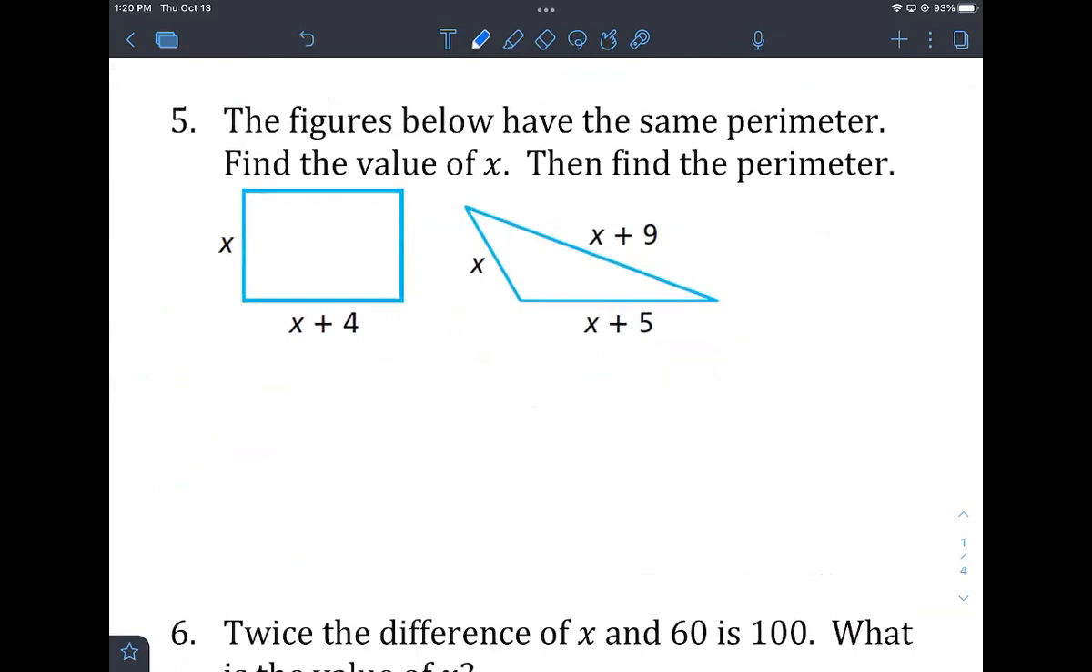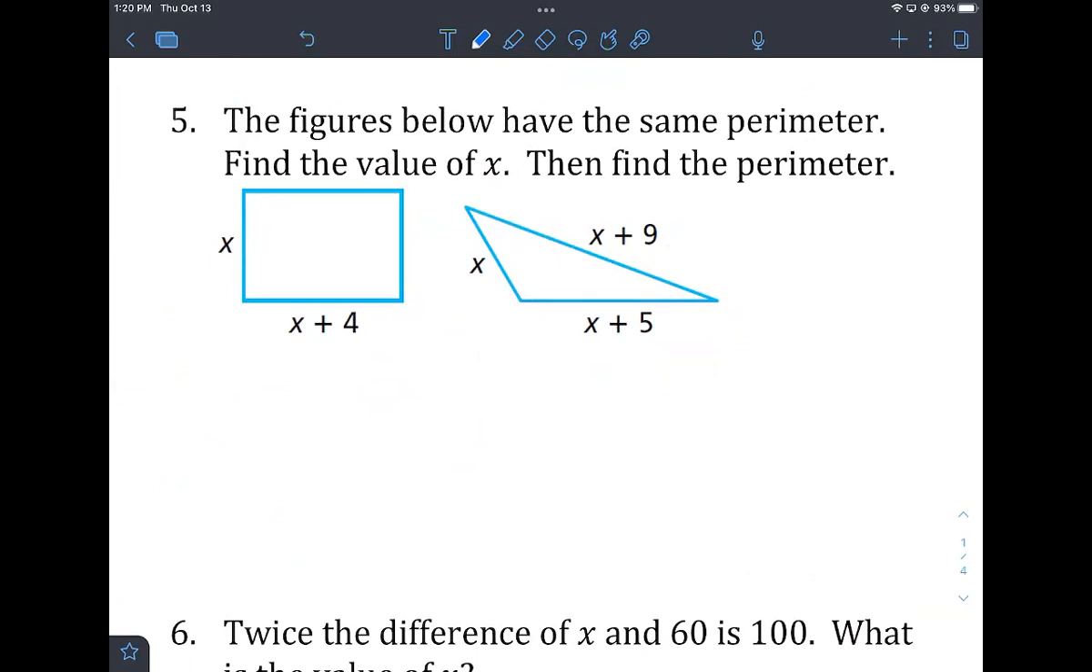Number 5, the figures below have the same perimeter. Am I going too fast? Or are we just not paying attention? Are we good? Okay. They have the same perimeter. Find the value of x and then find what the perimeter is. If they have the same perimeter, that means I can write an equation and set them equal to each other.